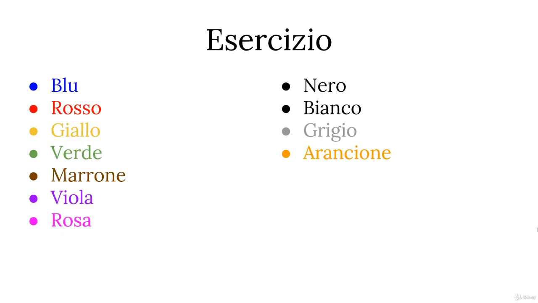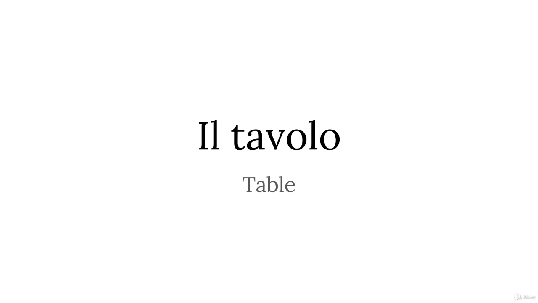So the solutions are blu, rosso. By default, you can actually choose when describing, like in this case, the masculine form, okay? It's not really needed to say rosso, rossa, for example. In this case, it's just easier to choose one of the forms. Giallo, verde, marrone, viola, rosa, nero, bianco, grigio, and finally arancione. How did you do? Did you make any mistakes? And that is all for the moment about the colors.